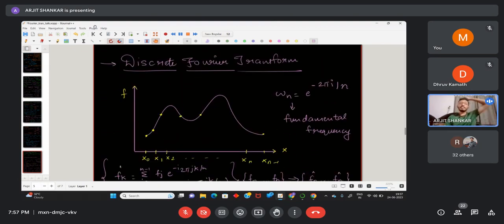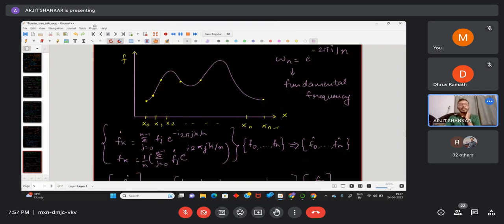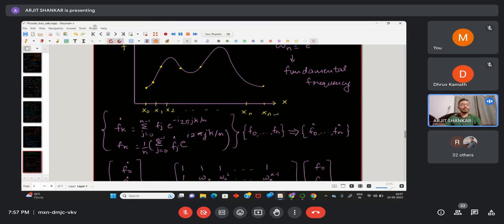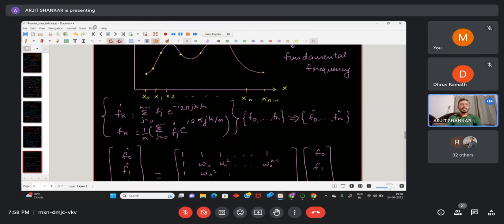Now, let's talk about the discrete Fourier transform. I told you earlier that omega n is defined as e to the power of minus I 2 pi by n. So this omega is the fundamental frequency, and I am using this formula from before. Let's say we have some signal f, and we are sampling it from x0 to xn minus 1: x0, x1, x2, going all the way till xn minus 1. And these points are f0, f1 till fn minus 1. This is f hat of k, which is the Fourier coefficients, and this is fk, which is the original one.